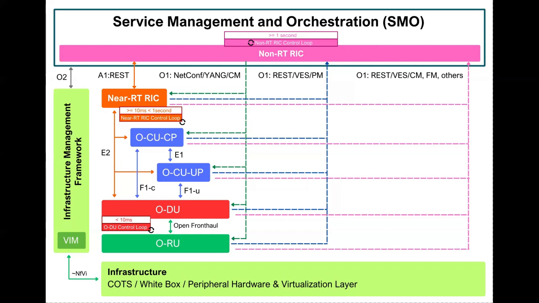Over here, you can see the different components like non-RT RIC, near-RT RIC, and other RAN components like CU, DU, and ORU. Further, you can also have a look at the interfaces like the O1 interface, the A1 interface between the near-RT RIC and the non-RT RIC, the O2 interface, the E2 interface, F1 and E1 interfaces. So now we will move ahead.